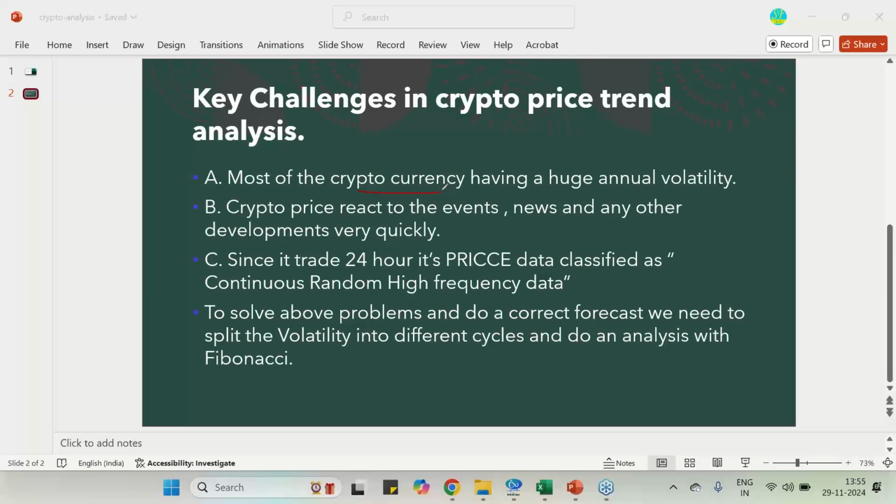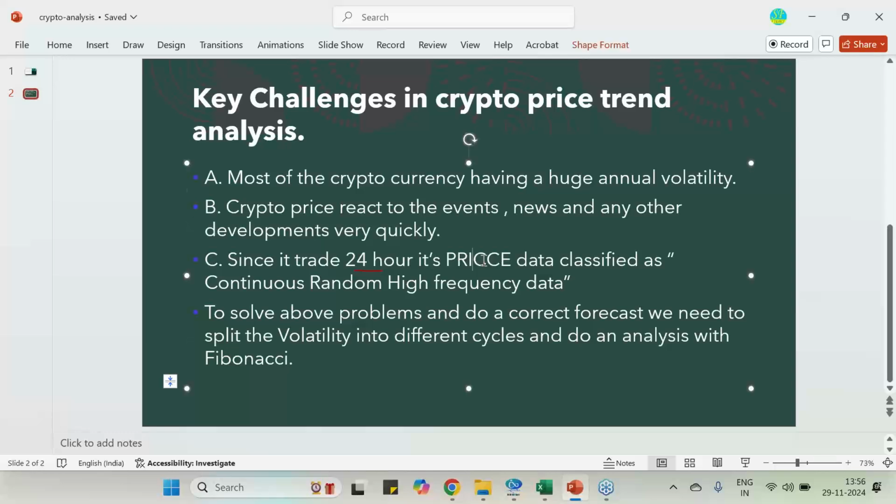Most of the technical indicators, MACD, Bollinger Band and others, have very low accuracy in cryptocurrency price analysis. And these crypto prices react to events, news or any other developments very quickly. Since it is a 24-hour market, trading 24 hours a day for the entire 365 days, with no Saturday, Sunday or holiday, they are trading around the clock.